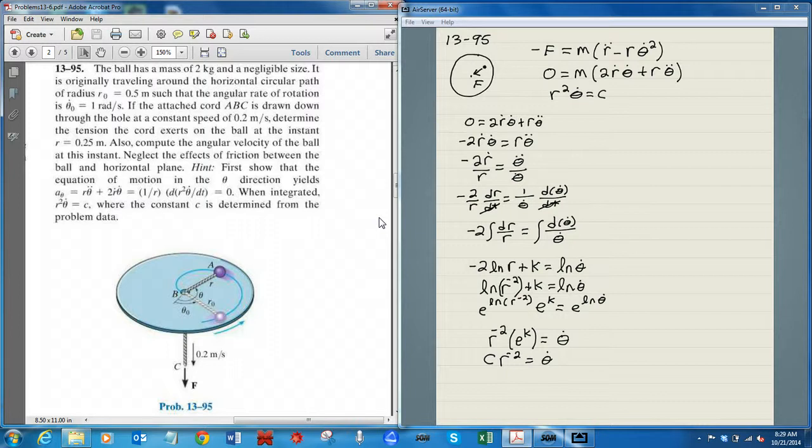And calculate the value of c. So they said that when r was equal to 0.5, so at 0.5 quantity squared, the theta dot was equal to 1, and that will have to equal c, and so c is equal to 0.5 squared, a quarter. So c is equal to 1/4. Alright, so now we have that. What we're going to do is just simply plug in.